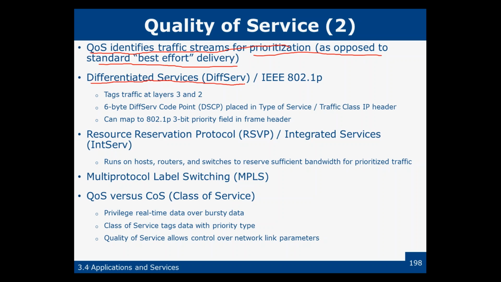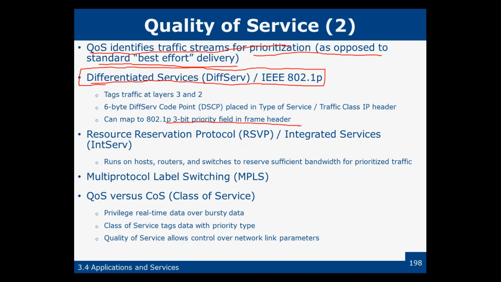Differentiated services is one of the fields in the layer 2 protocol. It tags traffic at layers 2 and 3. The differentiated services code places a type of service in the IP traffic, and so we can map these to a priority field in the frame header. What we're saying here is that we can assign priorities to these things.